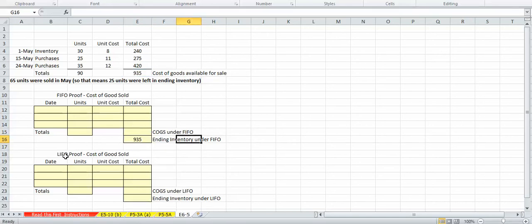Same thing here, but LIFO. So last in, first out. When you have 65 units, so you can have 35 times 12 is 420. So we're going to need 25 more here, and there's some remaining here that you're going to do. So basically, this 8 will be down here. So you just flip-flop it. Just remember, first in, first out, cost of goods sold, we're going to start here. Last in, first out, we're going to start here.